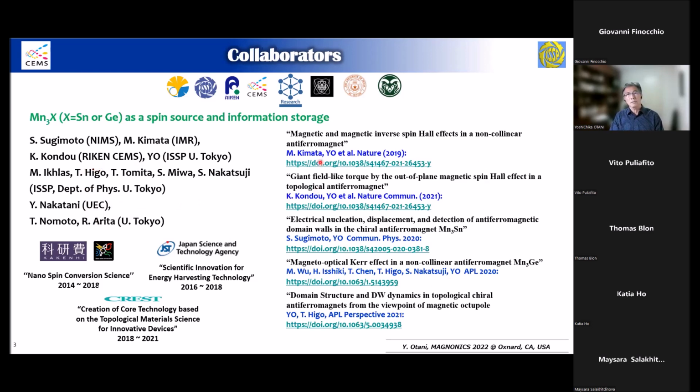As a result, we've got several papers related to antiferromagnet, non-collinear antiferromagnet. If you're interested in that, please visit these papers. This is just the funding bodies.